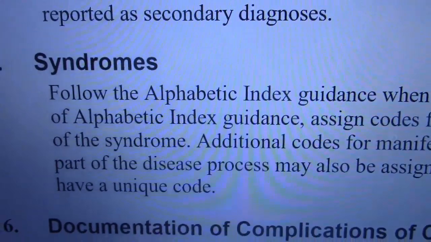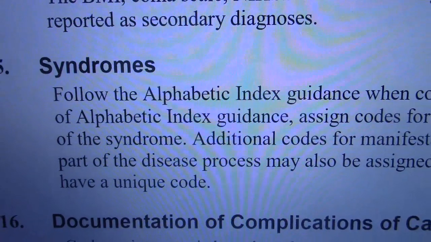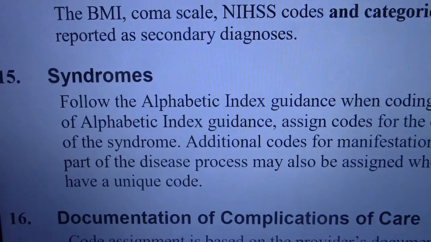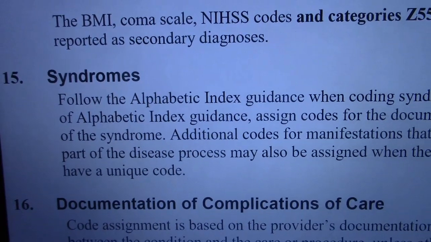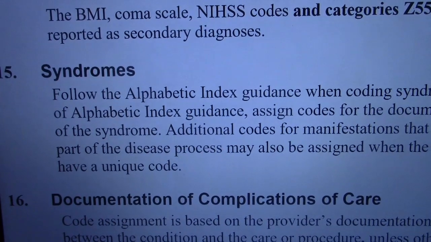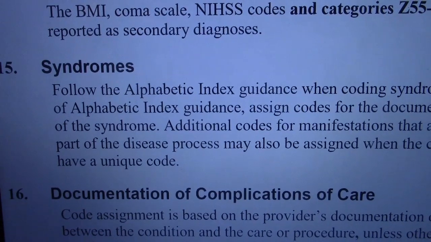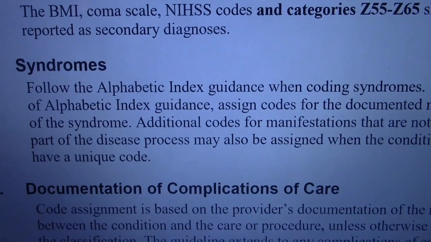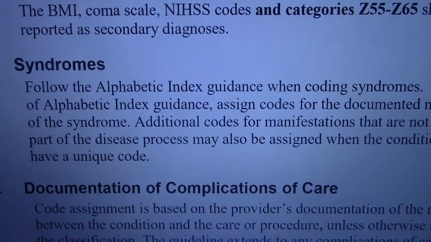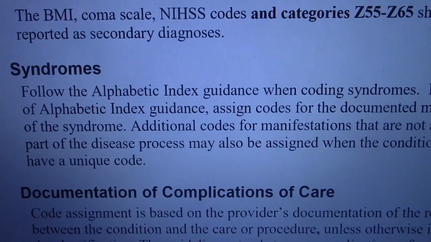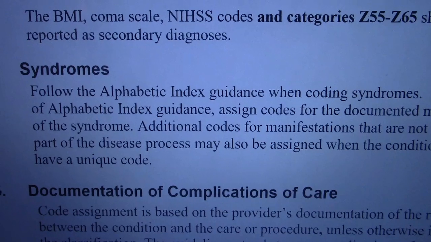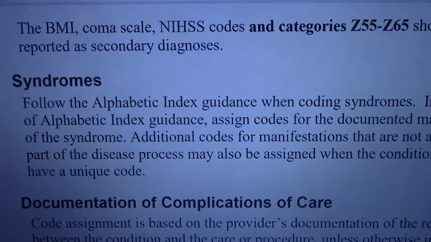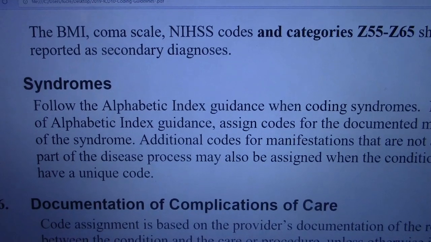1B15 is syndromes, and it says, follow the alphabetic index guidance when coding syndromes. In the absence of an alphabetic index guidance, assign codes for the documented manifestations of the syndrome. Additional codes for manifestations that are not an integral part of the disease process may also be assigned when the condition does not have a unique code.